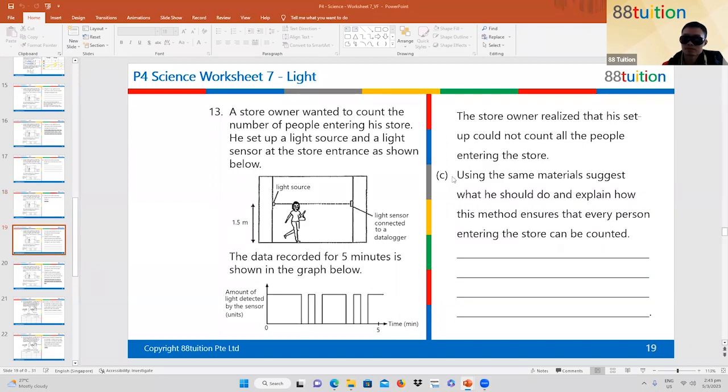Now, 5 minutes. What happens now? He realized that his setup cannot count all the people entering the store. Using the same material, suggest what he can do and explain how this method ensures that every person entering the store can be counted.